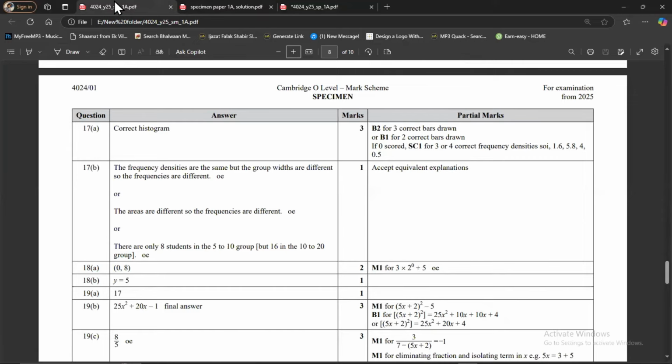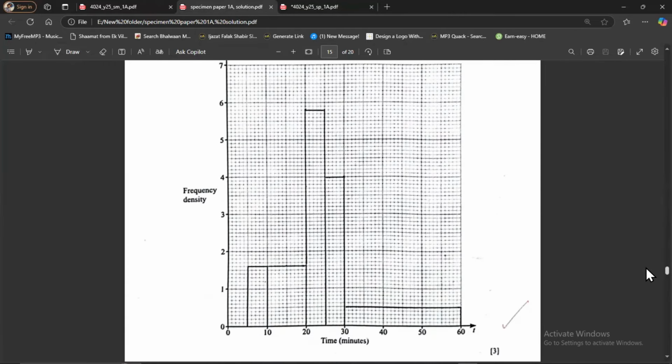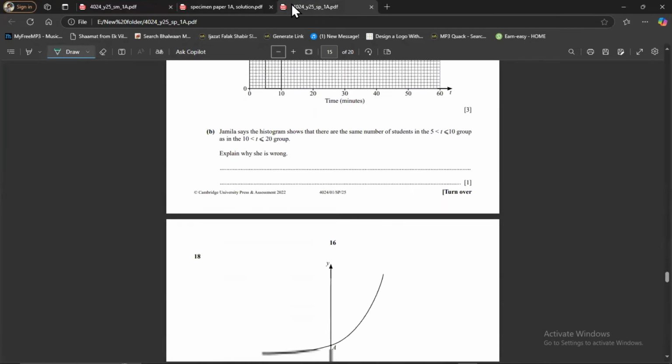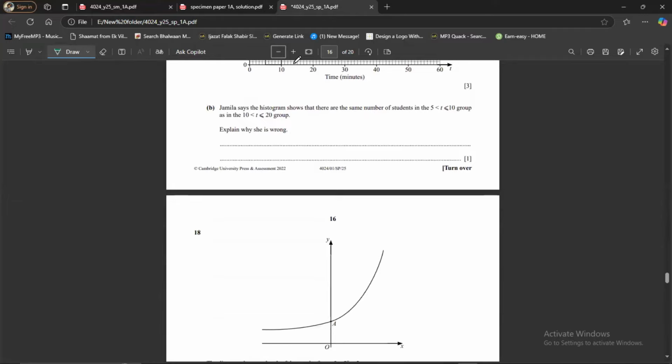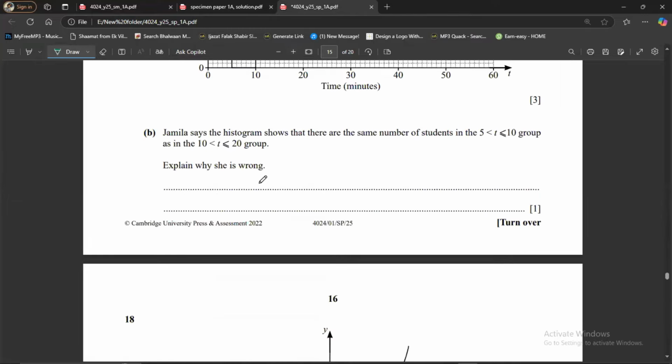Okay, so hopefully you understand this. Okay, so we are going to the next part. And in the next part they say that Jamila says that the histogram shows that there are the same number of students in the 5 to 10 group as in the 10 to 20 group. Explain why she is wrong.